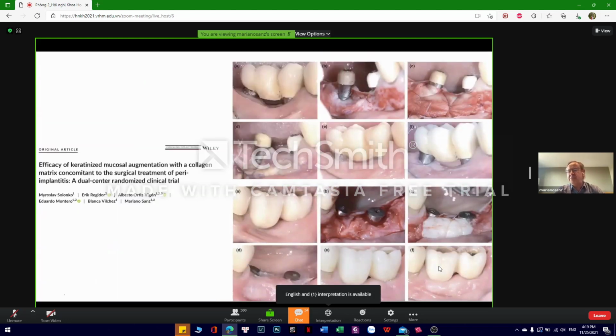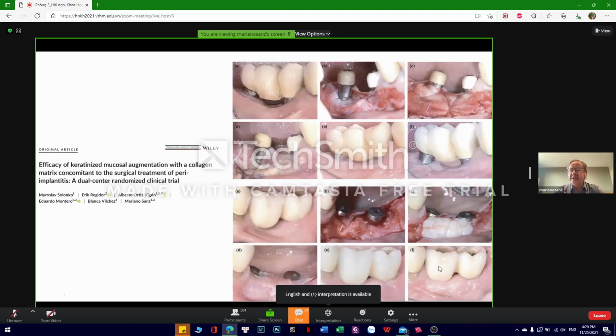We recently have published, again, this last year, a paper with another indication for the collagen matrix, which is the surgical treatment of peri-implantitis. And in many occasions, patients with implants that suffer peri-implantitis have deficient areas of keratinized tissue.